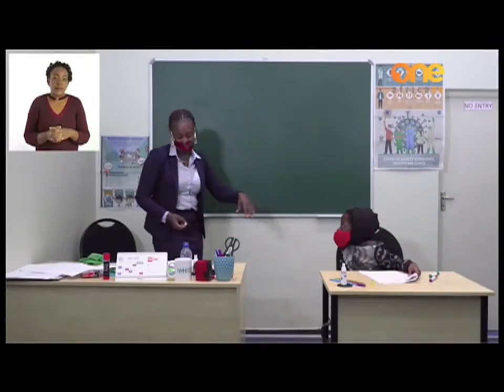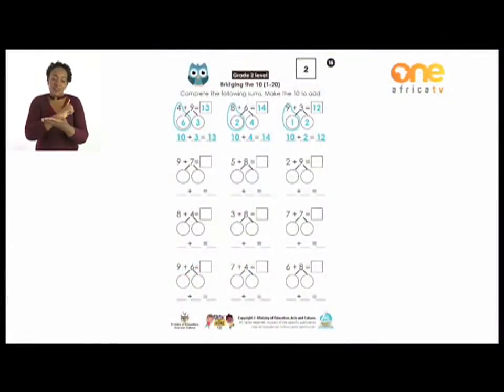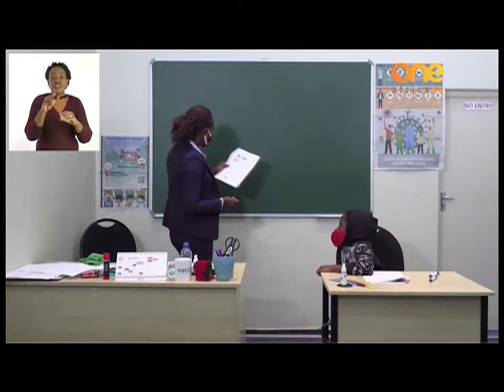Let's now turn to page 15, where we are going to do bridging. And our question is, complete the following sums, make the 10 to add. Bridging means finding the missing number. I'm going to do an example with you.